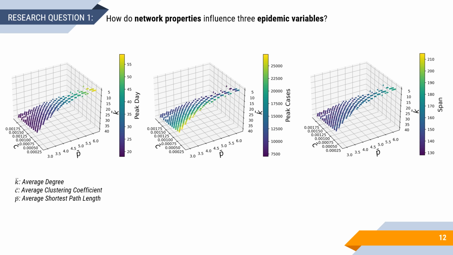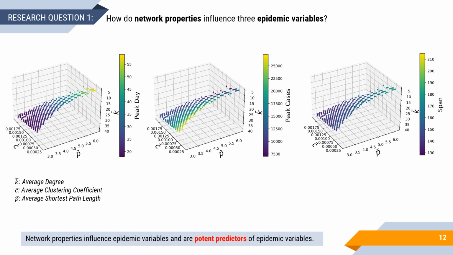In addition, low path lengths and high average degrees fuel the epidemic spread, leading to an early peak day and high peak infections. We also observe that peak day has a negative relationship with the peak cases. Early peak days result in higher peak cases and vice versa. On the other hand, peak day and span are positively related. Early peak days lead to a shorter span. In conclusion, it is sufficient to conclude that network properties influence the epidemic variables and are potent predictors of epidemic spread.